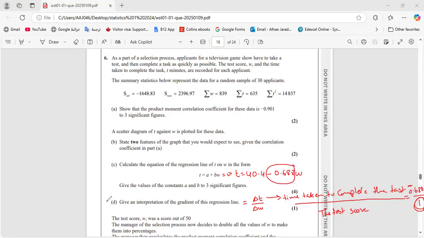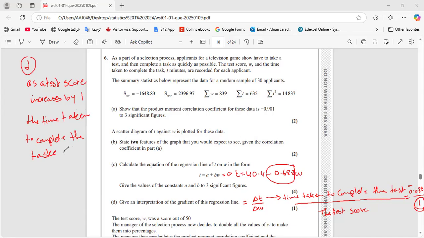Okay, so D, the answer is: as the test score, which is W, increases by 1, the time taken to complete the task decreases by 0.688. Okay, this one is the answer of D.